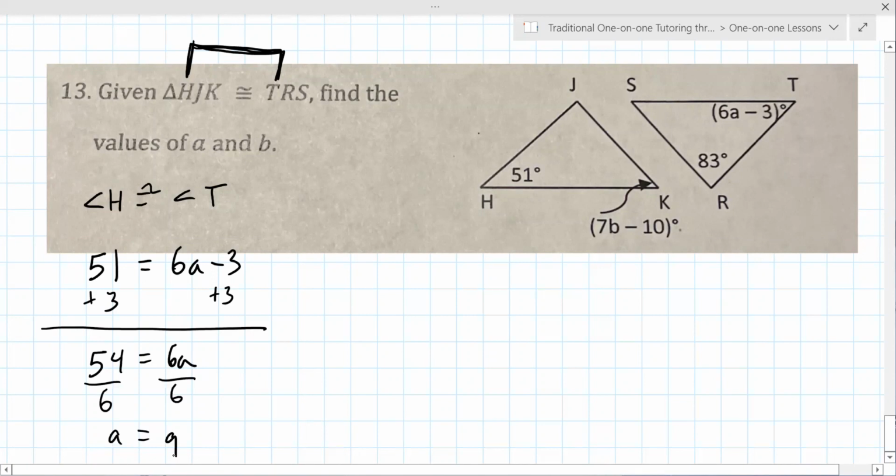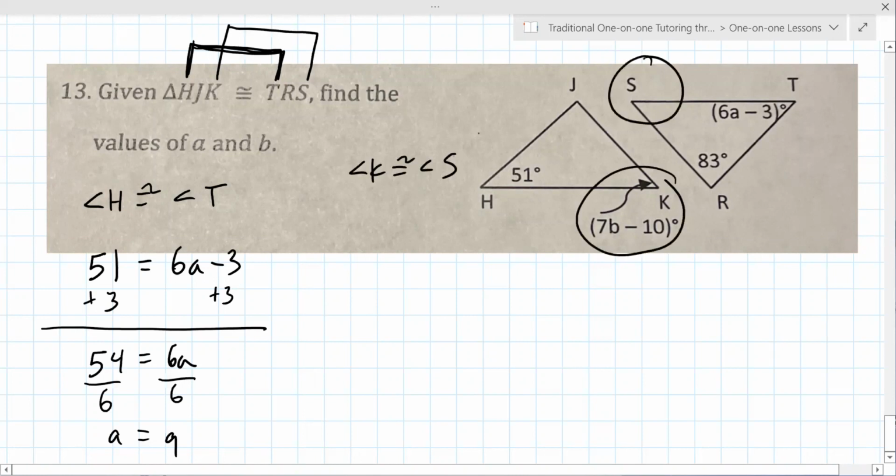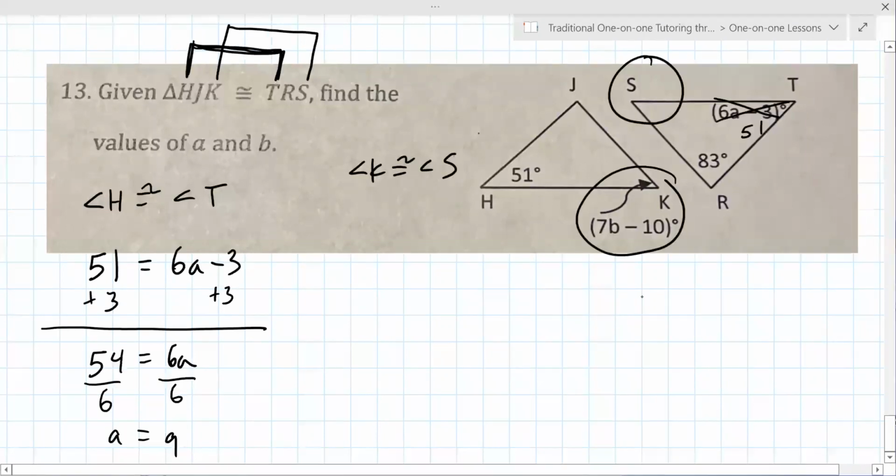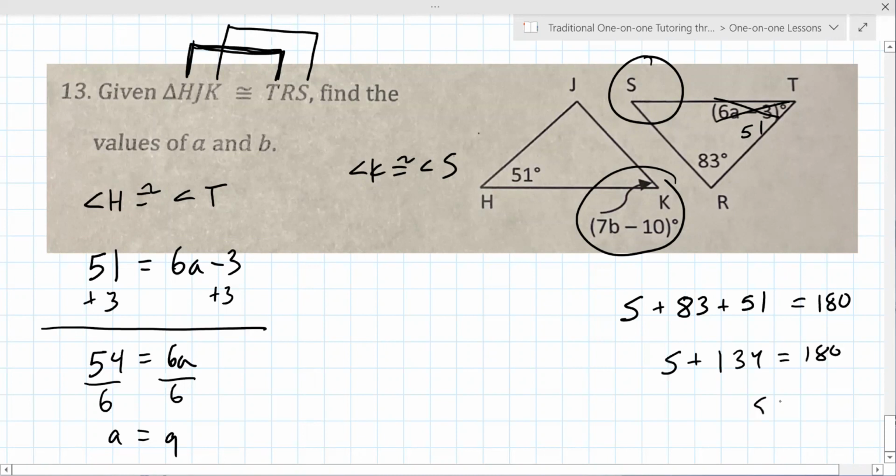Okay, so we want to find B. So angle K is congruent to angle S. Angle K is congruent to angle S. So that's K and that's S. Notice we don't have S. But instead of this 6a minus 3, we actually know that that's 51 degrees. So the reason that's useful is S plus 83 plus 51 equals 180. So that's 134, and S equals 46.